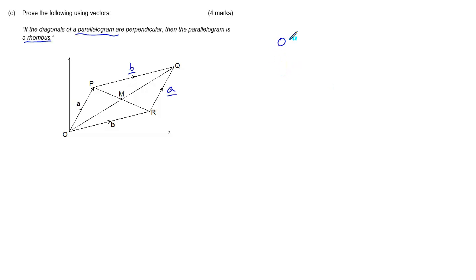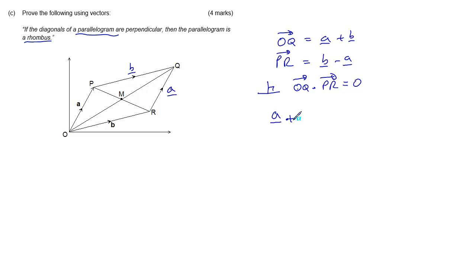And if we look at the diagonals, OQ is going to be A plus B, and PR is backwards along A, forwards along B, so we can write that as B minus A. Now, if they're perpendicular, then OQ dotted with PR would be equal to 0. So A plus B dotted with B minus A would be equal to 0.